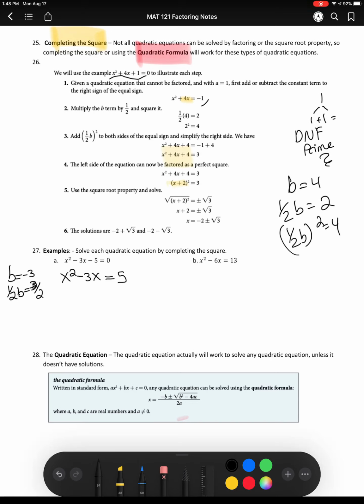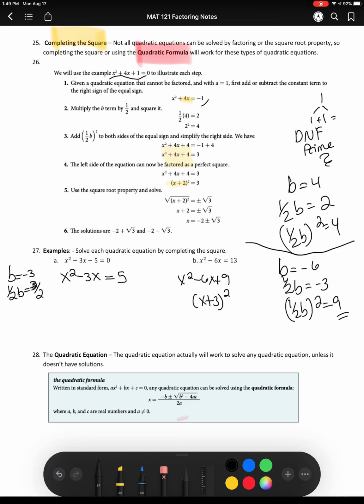Part b, the 13 already got added to both sides, so the problem is x squared minus 6x equals 13. b is equal to negative 6. Half of b would be negative 3. Half of b squared equals 9. So that's what gets added to both sides. We get x squared minus 6x plus 9, and by doing that, it creates the perfect square trinomial (x plus 3) squared. I added 9 to the other side, so now it's equal to 22.